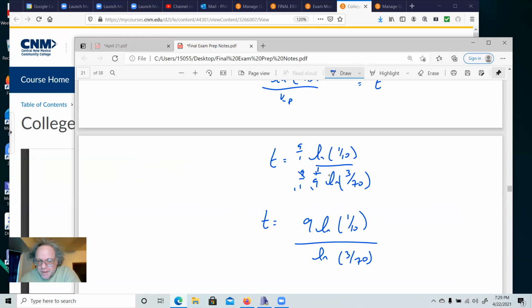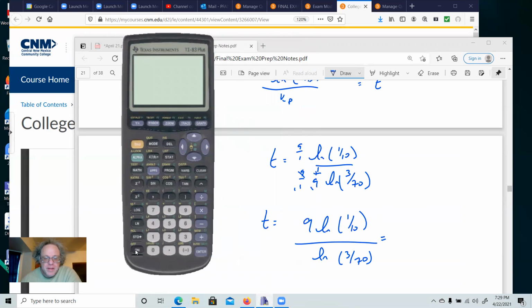Calculator time. This is 9 times natural log 0.1, that's 1/10, divided by ln of 3/70ths. It's important to close this parentheses, otherwise it'll take the natural log of all of this stuff. You'll have natural log of natural log stuff, and you don't want that. So we're just going to close the parentheses and be done with it.